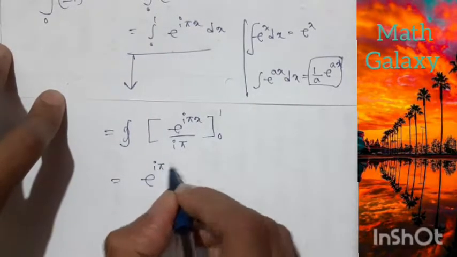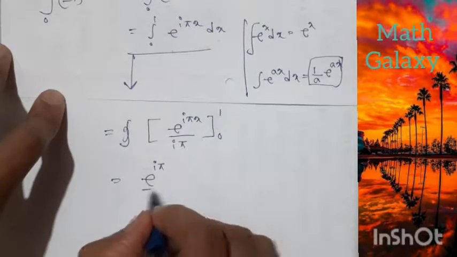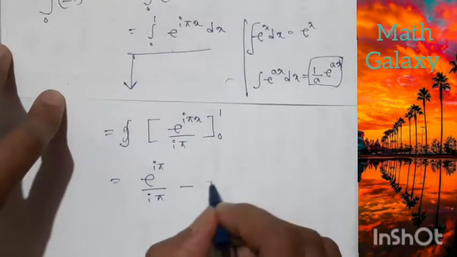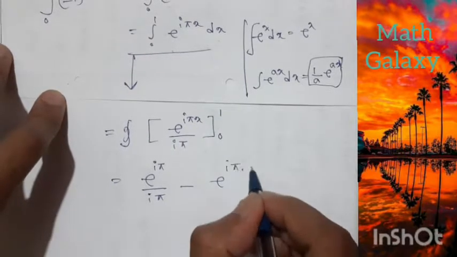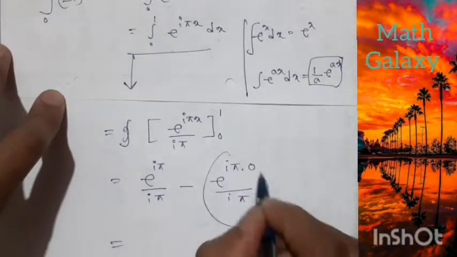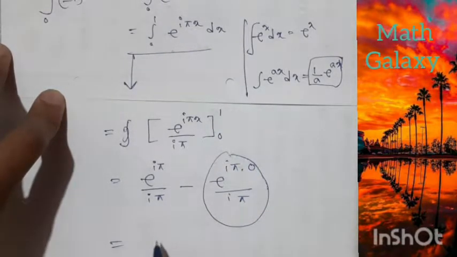So e to the power i pi, of course x equals 1, this means it is 1 divided by i pi, minus, as you know, 0, this means e to the power i pi into 0 divided by i pi. So that part is definitely going to be 1 by something. Okay, so of course e to the power i pi. So what is e to the power i pi?